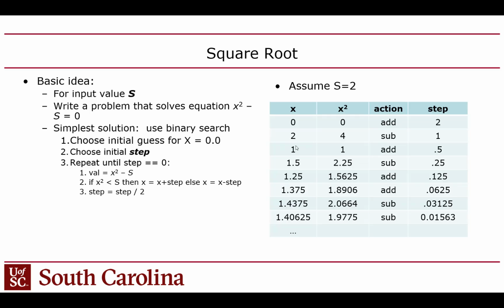So here's an example. If I start at 0 and set my step to 2, meaning I expect the answer to be between 0 and 4, my first guess will be 0. I want to calculate the square root of 2, so I set s to 2. I square 0, I get 0, and obviously 0 is too low because 0 is less than 2. So I add the step. Now I'm at 2 and I square that and I get 4, but now I'm too high because 4 is higher than 2. So now I have to subtract.